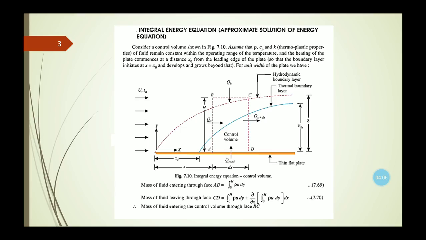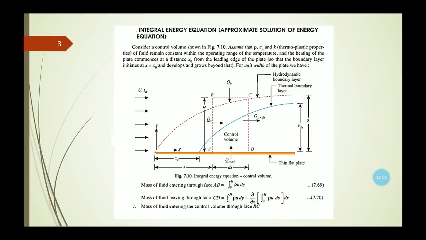So let us move to the next page. This is the integral energy equation, which is an approximate solution of the energy equation that we discussed in the case of the thermal boundary layer over a flat plate in the last lecture. So let us discuss the approximate solution of that energy equation.